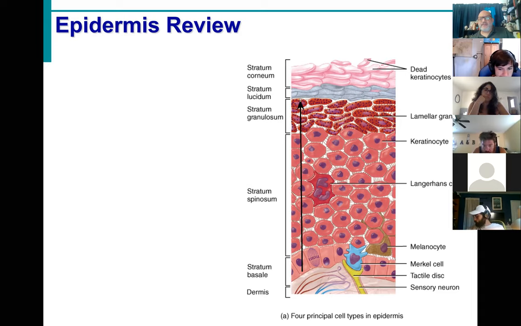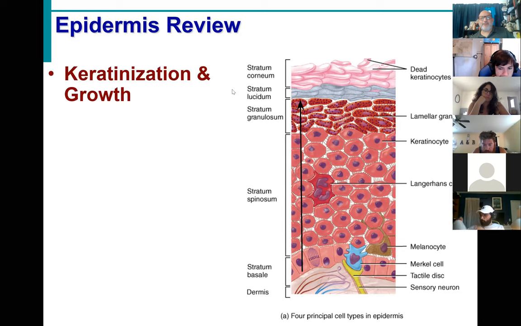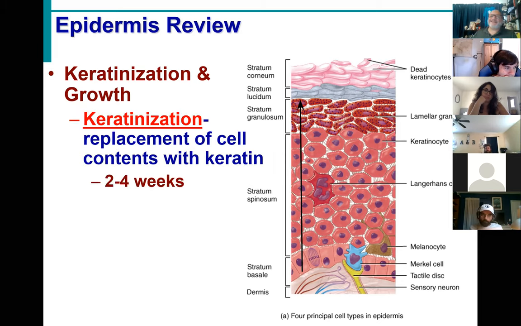Now, this process of dividing a new cell and filling it with keratin, that process is what we call keratinization and growth. And it takes about 2 weeks. Then, depending on the part of the skin we're talking about, on average, it takes another 2 weeks for those cells to reach the surface of your skin and slough off. So notice on average, about every 4 weeks, you have a completely new epidermis.